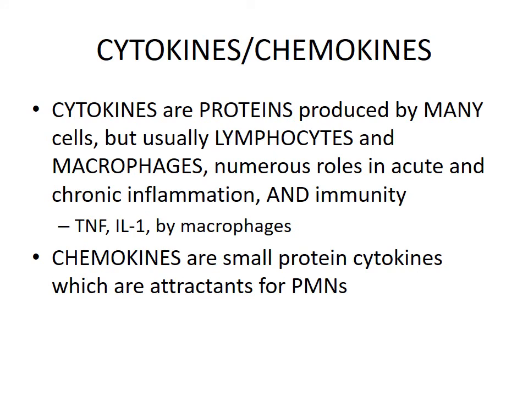Now, cytokines are basically protein products made by many cells, but usually lymphocytes and macrophages. Numerous cytokines play their role in acute and chronic inflammation and immunity. Macrophages release mainly tumor necrosis factor alpha and interleukin 1. Now what are chemokines? Chemokines are also small protein cytokines, and their function is to attract polymorphonuclear neutrophils to the site of inflammation. So they are chemoattractants for neutrophils, but their structure is almost similar to that of the cytokines.